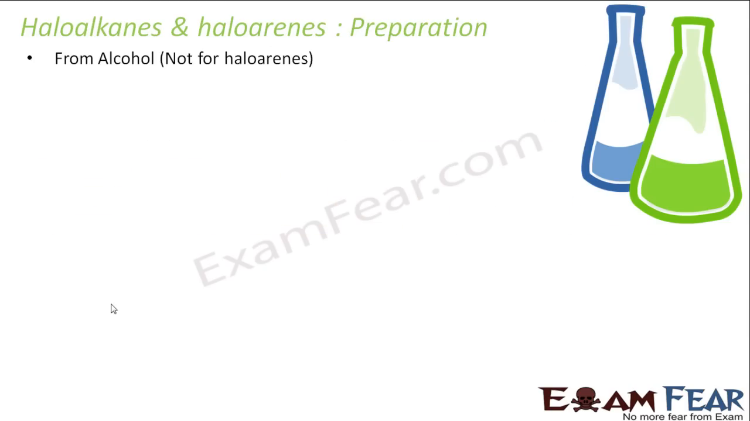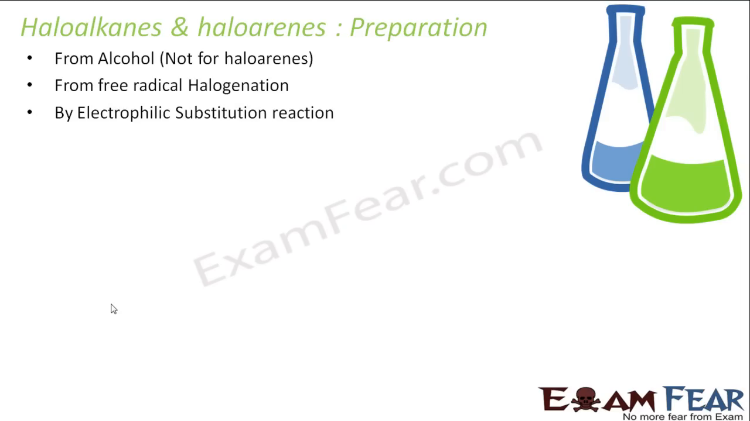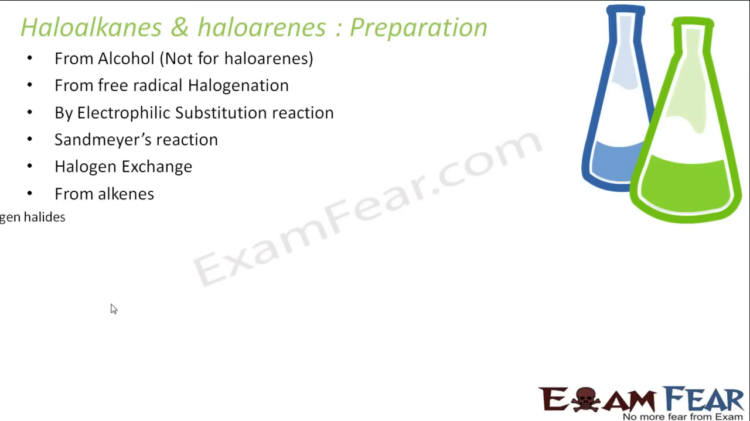So let's talk about the preparation of haloalkanes and haloarenes. It is prepared from alcohol. Please note, haloarenes are not prepared from alcohol. Haloalkanes are prepared from free radical halogenation, from electrophilic substitution, from Sand-Mayer reaction, halogen exchange method, and from alkenes. In alkenes we have addition of hydrogen halides and addition of halogens.